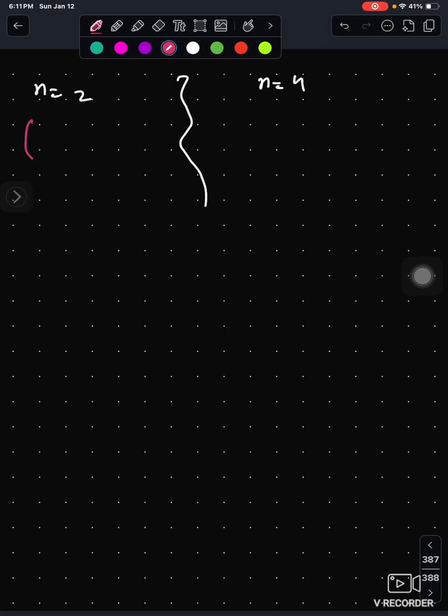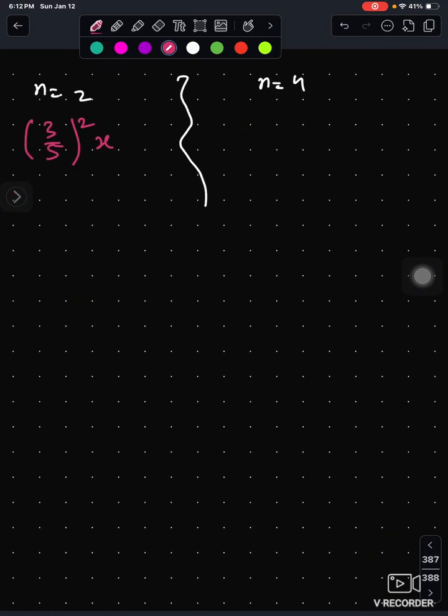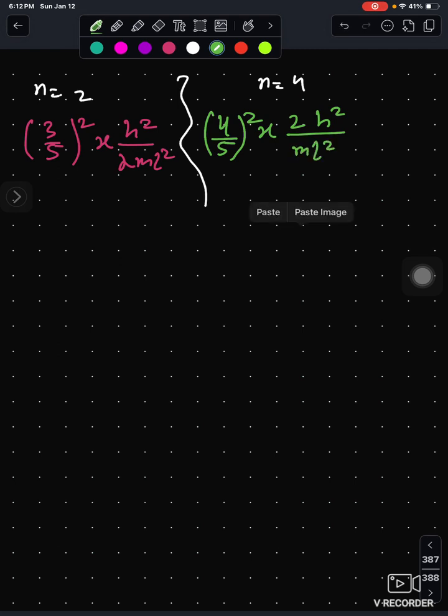It's actually 3 by 5 squared times, what was our n equals 2 equation? This one over here, h squared over 2ml squared. This one over here is the same, 4 over 5, so only the 4 is different, times 2h squared over ml squared. So this is our second equation.